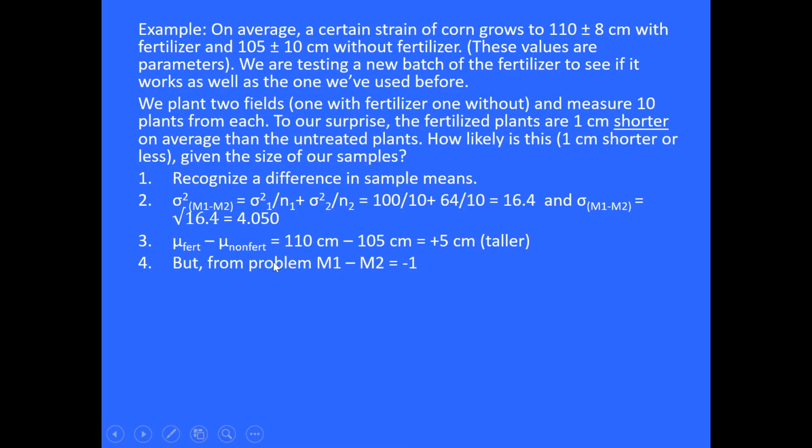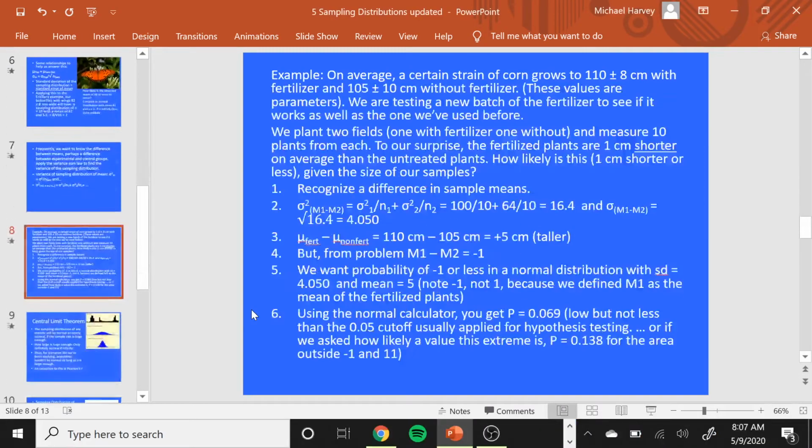But we have a sample, so these are parameters, see that? And we have samples. This time we're going to let 1 be the fertilized group and 2 be the non-fertilized group. So when we subtract these, we get -1, and we're expecting +5. So how likely is that? Well, we can model this thing.